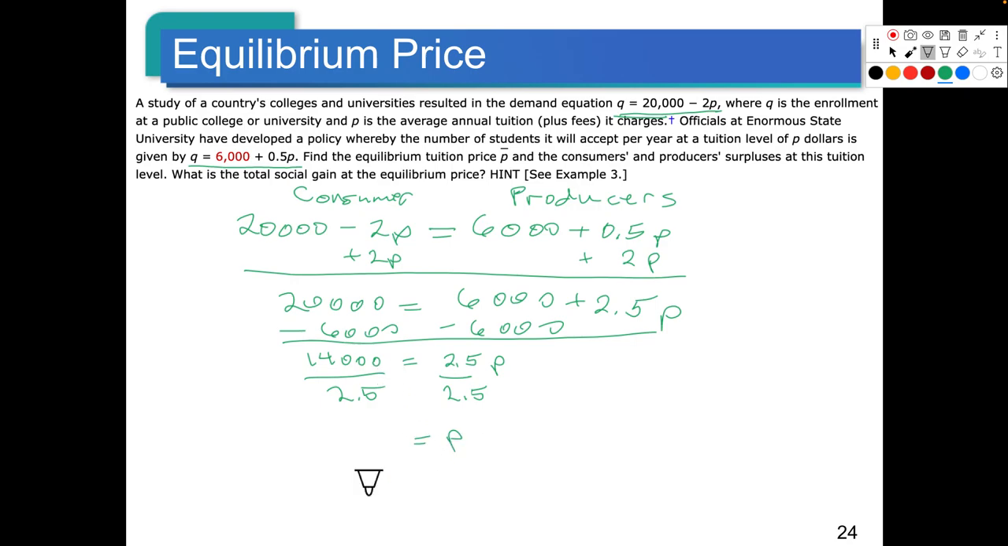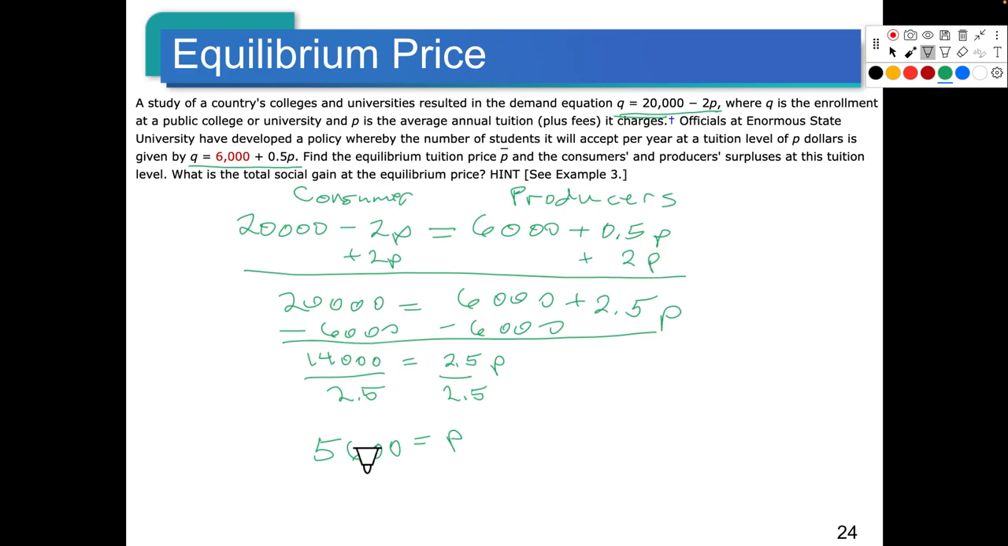$14,000 divided by 2.5 gives 5,600. And again, that's a price. So if we charge a tuition of $5,600, demand is going to be at an equilibrium.